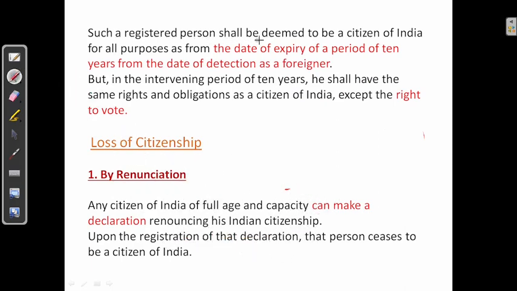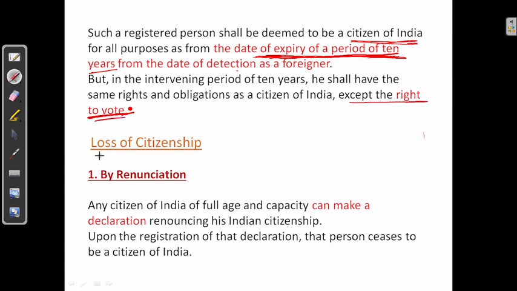Next, such a registered person shall be deemed a citizen of India for all purposes from the date of expiry of a period of 10 years from the date of detection as a foreigner. See, those persons who are registered will get citizenship after the period of 10 years. Okay, but in the intervening period of 10 years he shall have the same rights except the right to vote. He'll get all the rights of citizens of India for 10 years, but he doesn't get the right to vote.